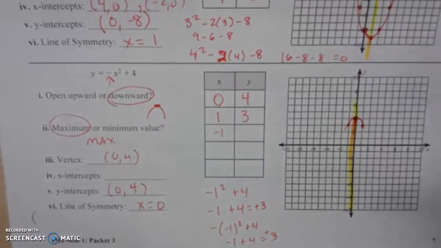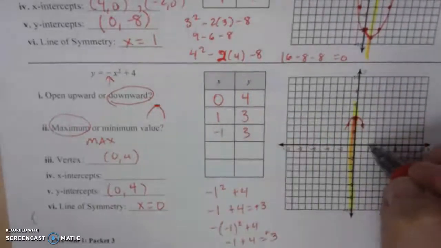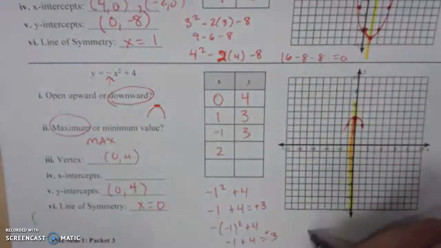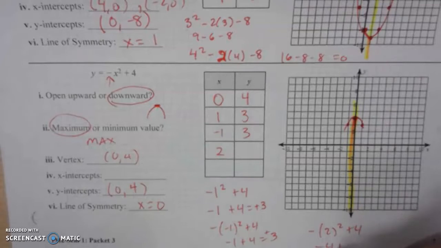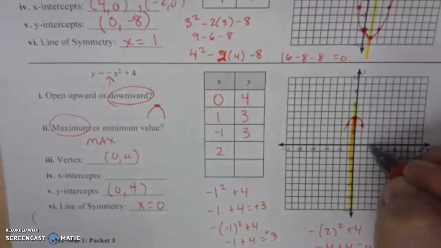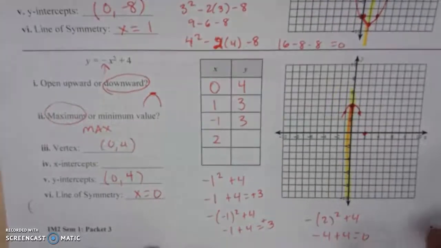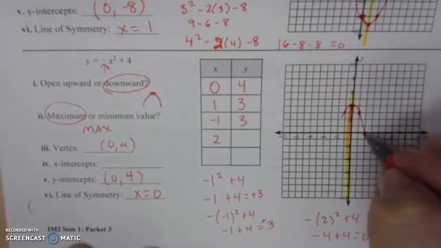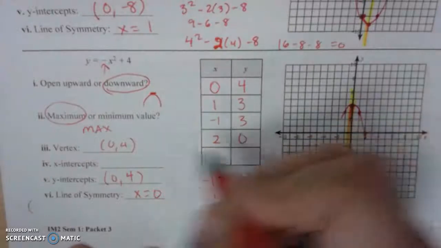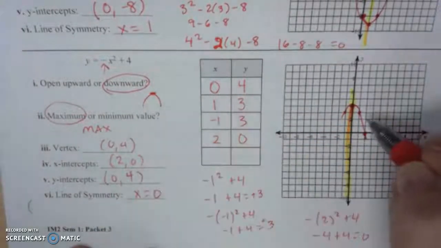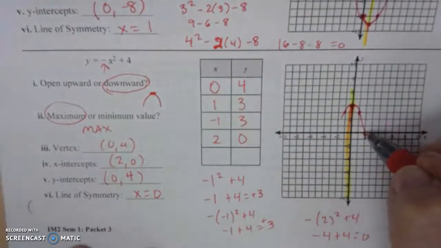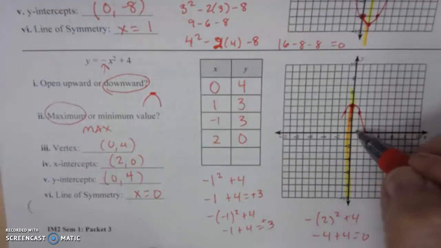And then we're going to start picking some other numbers. Let's pick 2. So we're going to go -2 squared plus 4. So I'm going to get -4 plus 4 equals 0. Well, that's convenient, because then that gives me an x-intercept where it's going to cross the x-axis. So it crosses at 2, 0. And you see how this is 2 away from the line of symmetry? So since the line of symmetry is the very center, you can fold it over and get the mirror image.